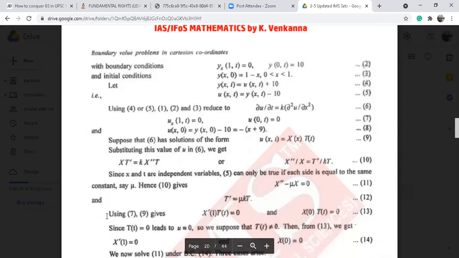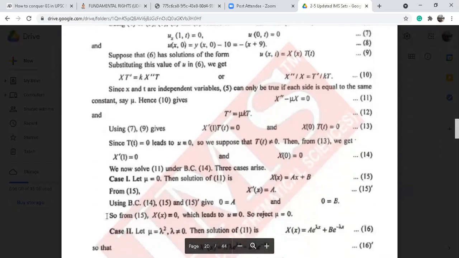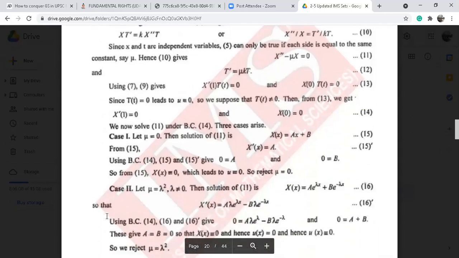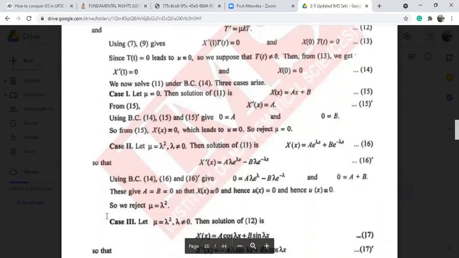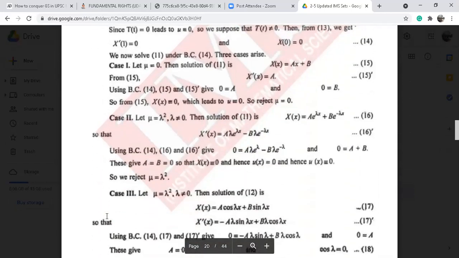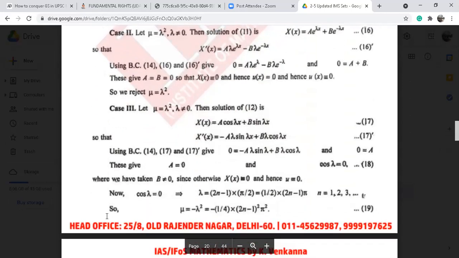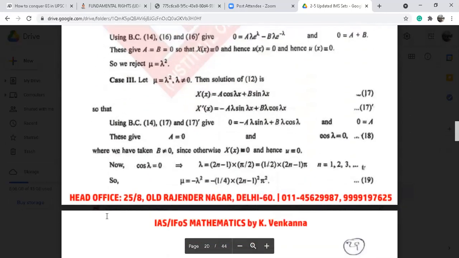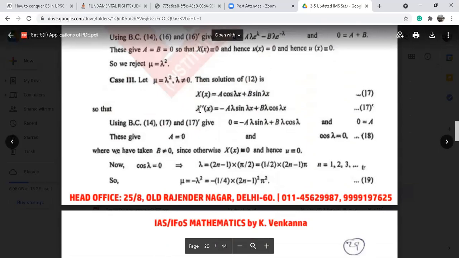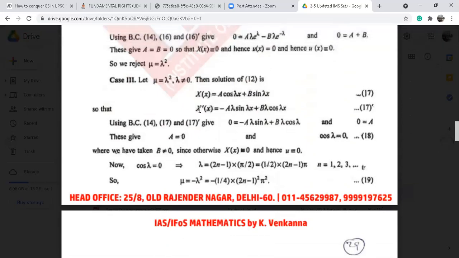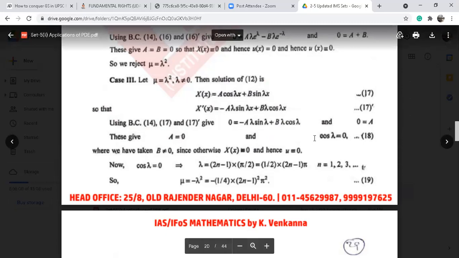Okay, the process remains the same as the standard solution, like using the variable separable method, then taking three conditions: u equal to 0, u equal to lambda square, u equal to minus lambda square, and then deciding accordingly. Now you can see X dash, because del u by del x was 0, right? Del u by del x was 0. Then you can find the conditions according to that.